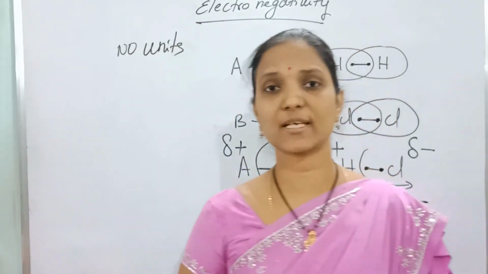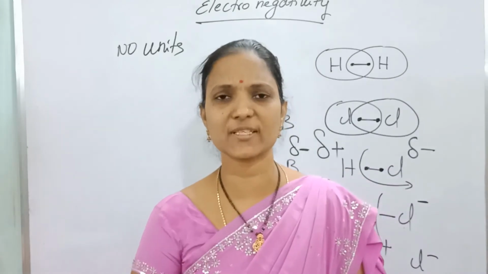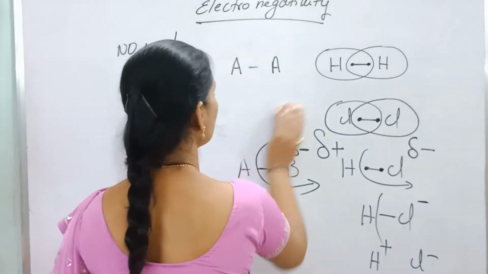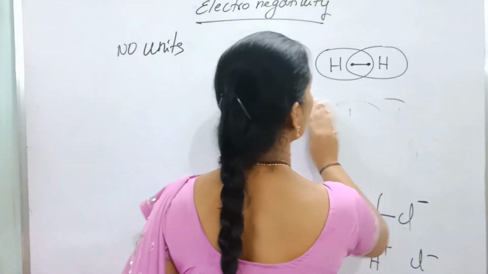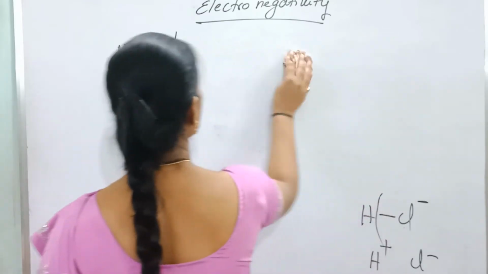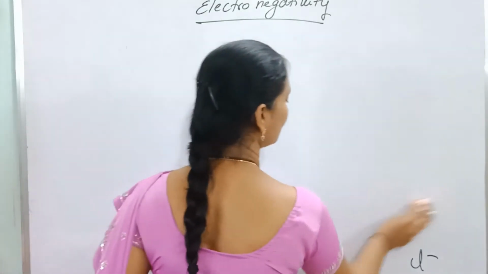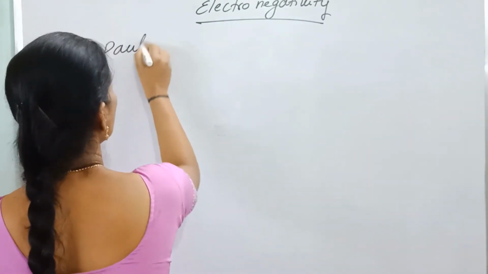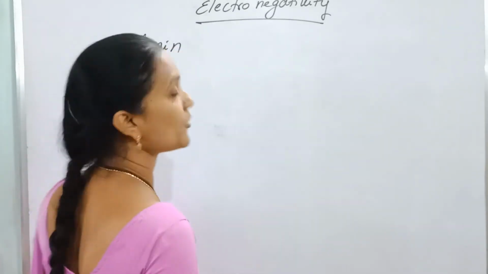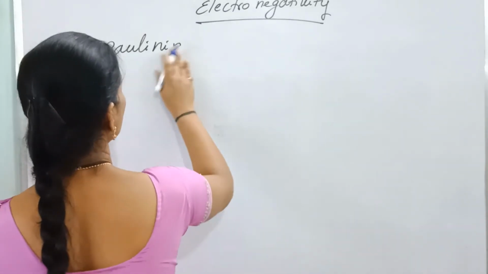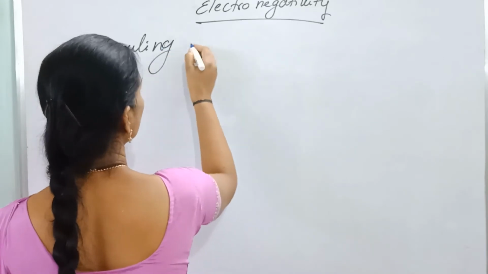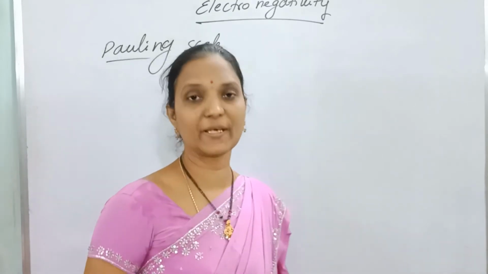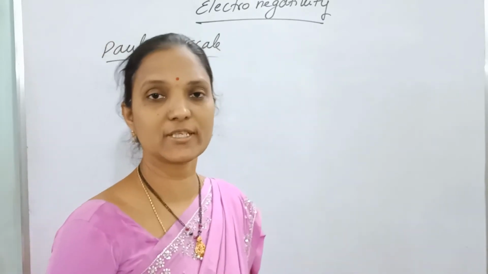And how do we calculate this electronegativity, the attracting power? How much attraction is there? Electronegativity is calculated by using different scales. The first one is the Pauling scale. How to calculate electronegativity using the Pauling scale? What is the parameter used for calculation of electronegativity in the Pauling scale? The given answer is the bond enthalpy or bond energy. The parameter used is bond energy.